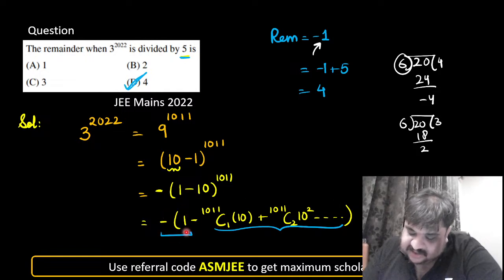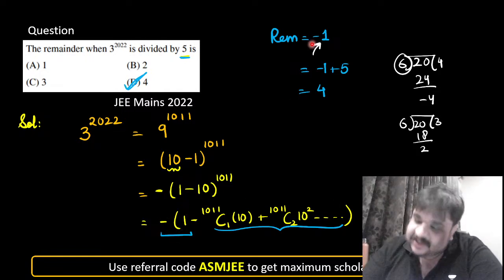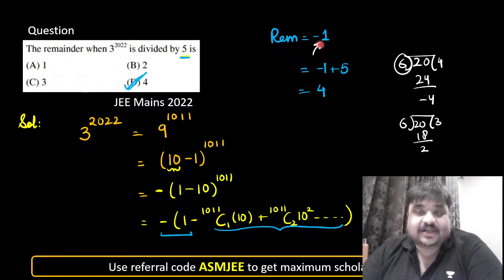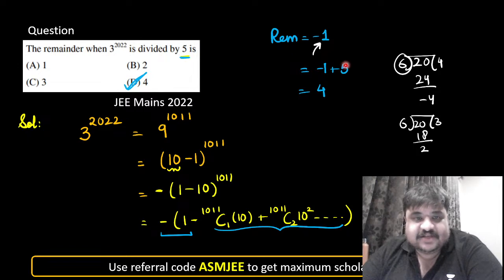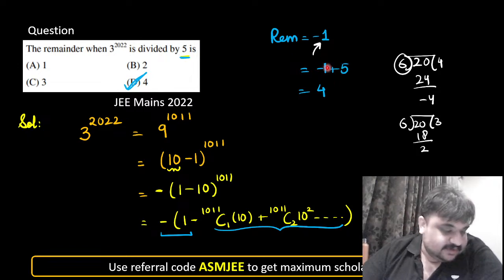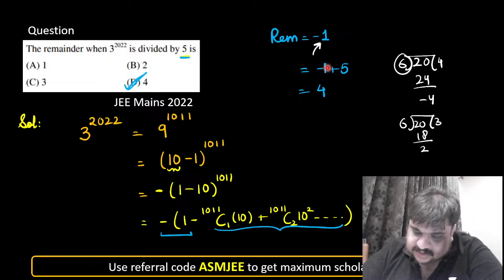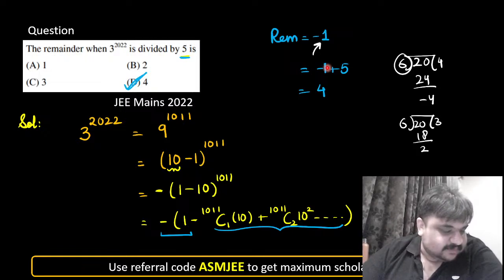Only this term will leave the remainder, which is -1. So the remainder comes out to be -1. We can never accept a negative remainder. We'll have to make it positive by adding the divisor, so we add 5. Aditya, which step? Dear, this is binomial theorem.